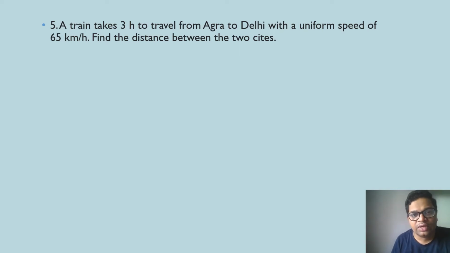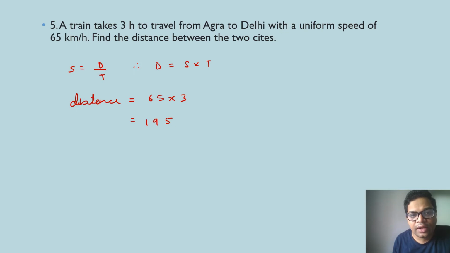Now they are talking about the distance covered. They have given you time, and here they have given us the uniform speed. Now, since they have given the speed as uniform, we'll use the formula speed is equal to distance upon time, and therefore distance is equal to speed into time. So the distance is 65 into 3, 5 3s are 15, 6 3s are 18, 195 kilometer is the answer. So here there is a straightforward application of the formula speed is equal to distance upon time.